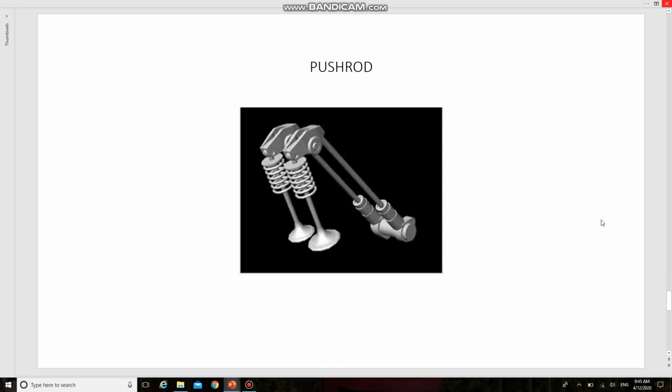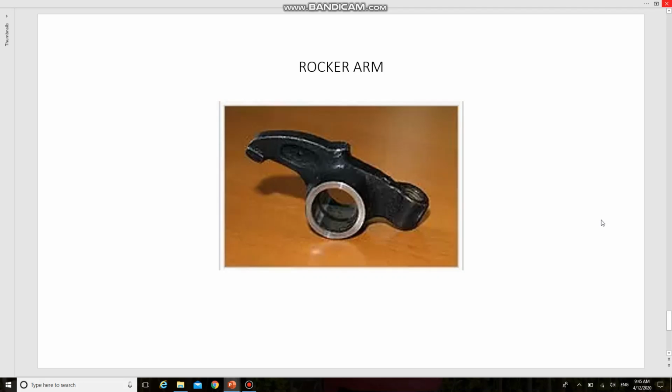The next one is push rod. The push rod is used when the camshaft is situated at the bottom end of the cylinder. It carries the camshaft motion to valves which are situated at the cylinder head. So next one is rocker arm. Rocker arms are typically in between the push rod and the intake and exhaust valves. They allow the push rods to push up on the rocker arms and therefore push down on the valves. The material may be medium carbon steel and the manufacturing method may be forging.